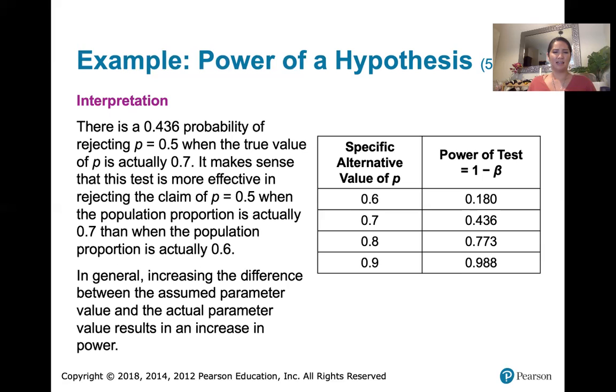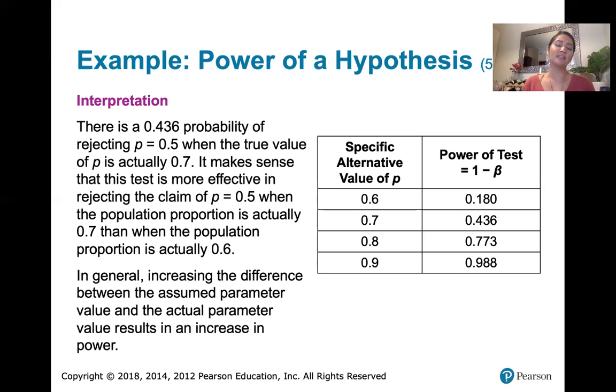Or in other words, our power increases as the difference between the true population proportion and the claimed population proportion in the null increases. And I think that that makes sense, that as we get farther away from the claimed population proportion in the null hypothesis, we would be much more likely to make the right decision. And that power is talking about making the right decision when the right decision is to reject the null hypothesis.